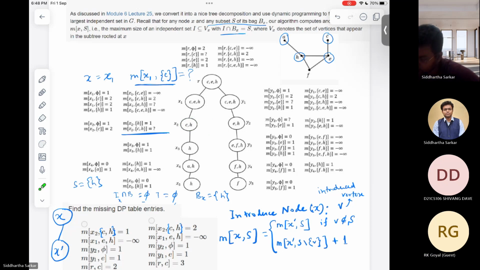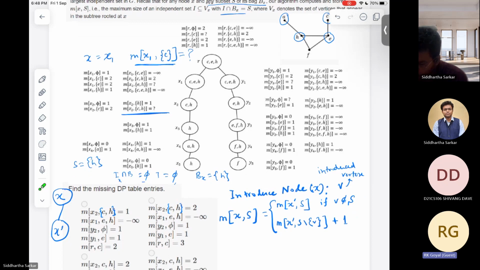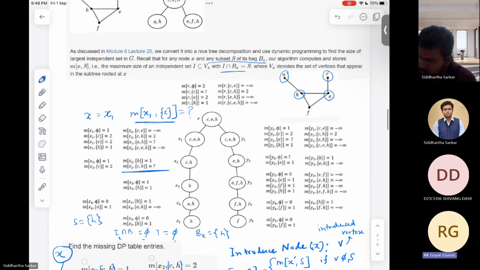Right, so for x2, the bag of x2 is equal to ACH. Now we have been given x2, and the I here is the independent set of the vertices of x2. So can I see the graph? I will note down the graph now so that I find the value of I for x2.